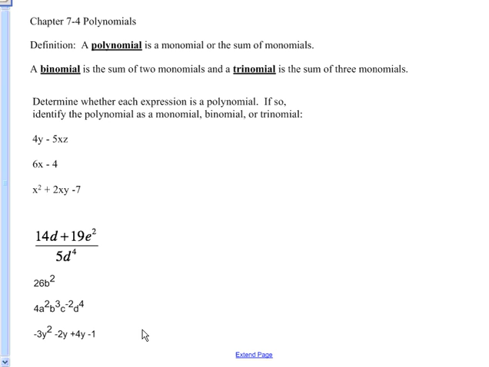So the first step you need to do is combine like terms before you decide whether it's a monomial, binomial, trinomial, etc. Okay, I hope that's clear. Let's move on.